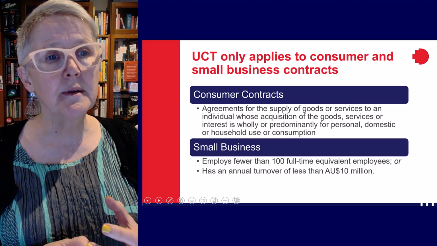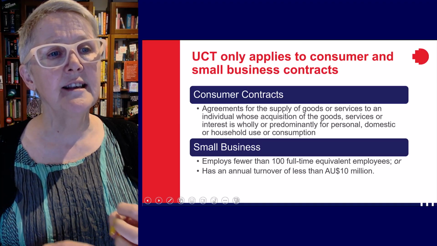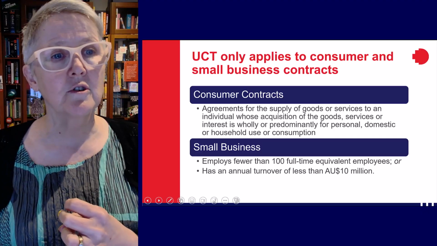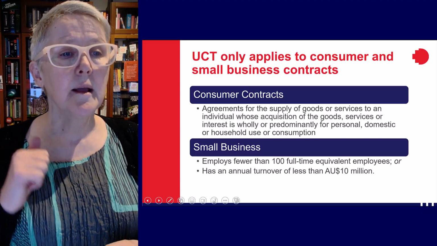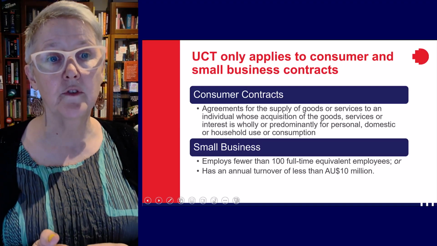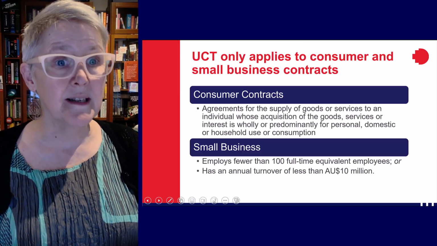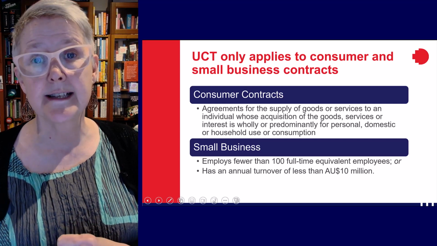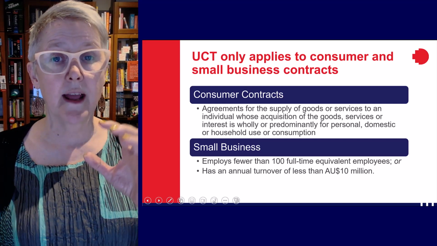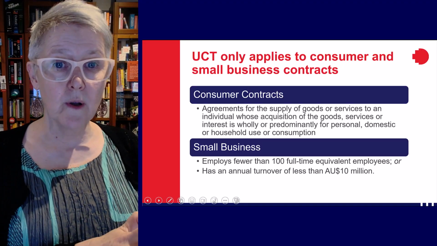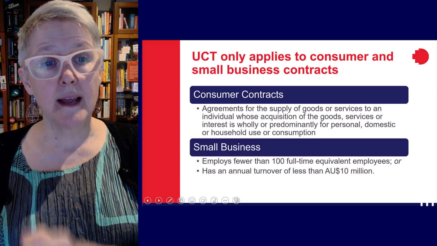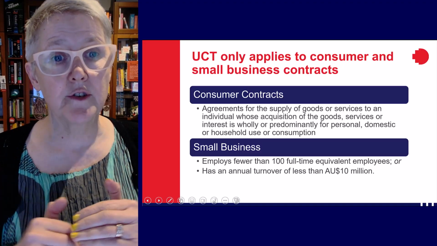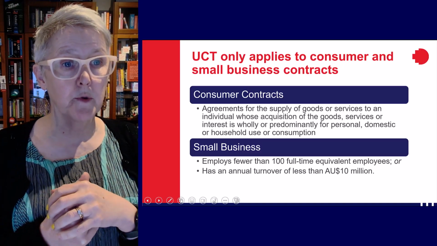Under the Australian Consumer Law, these are contracts for the supply of goods or services where, at the time of entering into the contract, at least one party employed fewer than 100 full-time equivalent employees. That used to be 20, but now it's under 100, and has an annual turnover of less than $10 million. And that's an or: 100 employees or $10 million. If either of those applies, you are dealing with a small business.